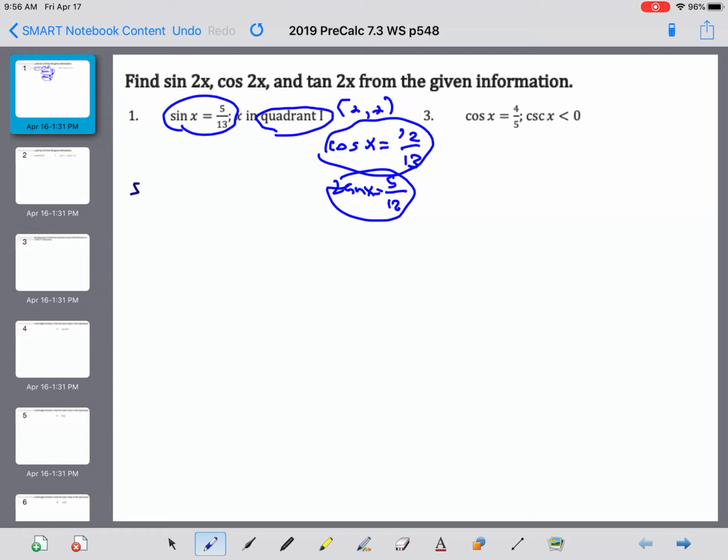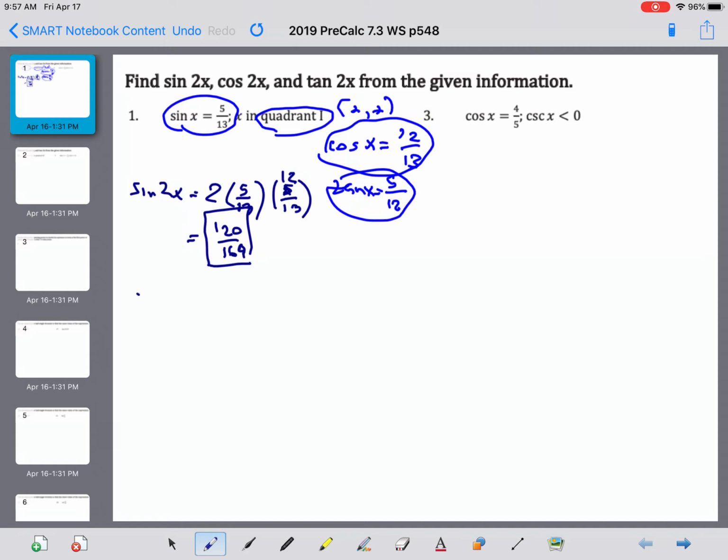So now, first of all, to find the sine of 2x, I'm going to use the formula 2 times the sine of x times the cosine of x. Okay, and that will equal, we get 50. Oh, wait a minute, this is a 12 here. So we're going to get 120 over 169, and we are done with that one.